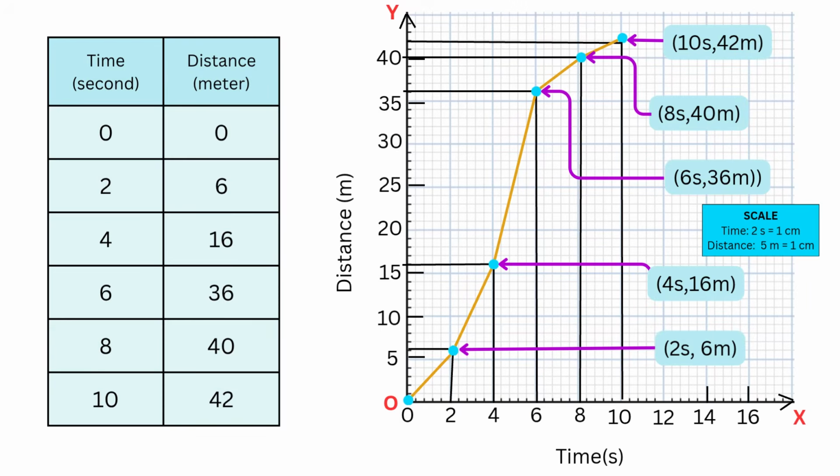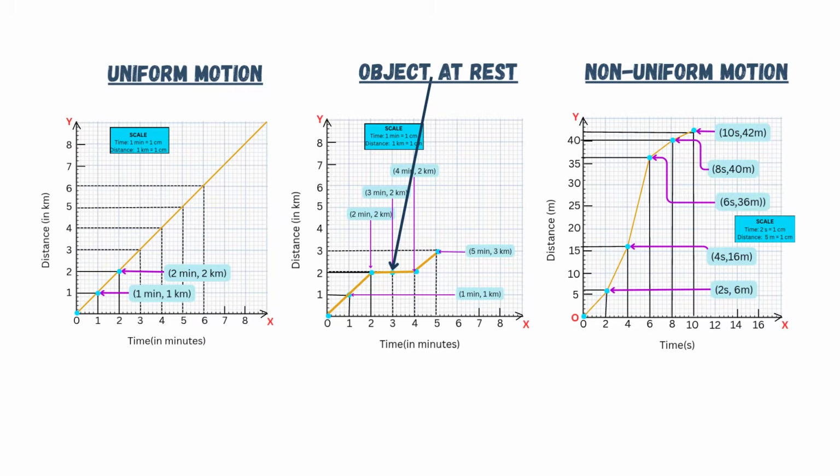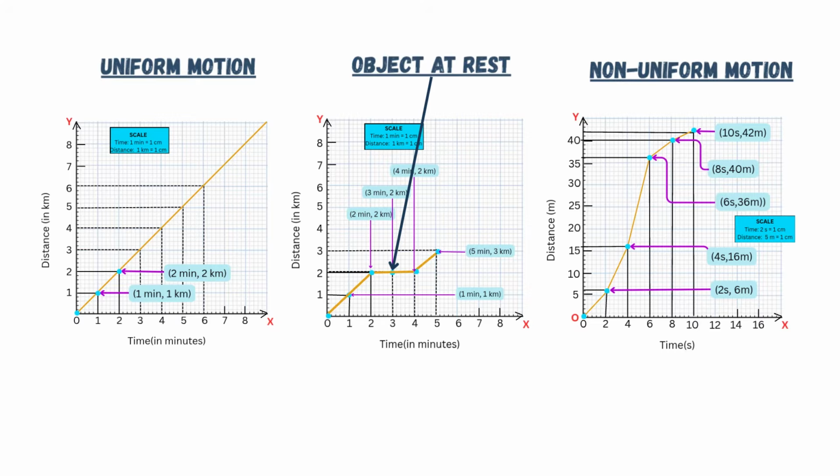Non-uniform motion. Here, the object covers unequal distances in equal intervals of time. When you plot these points and join them, you'll get a curved or uneven line. This shows that the object's speed keeps changing, sometimes faster, sometimes slower. That's non-uniform motion, when speed is not constant. Now that we've seen all three cases, uniform motion, rest, and non-uniform motion, let's explore the last one a little deeper to understand how the speed changes during a journey.